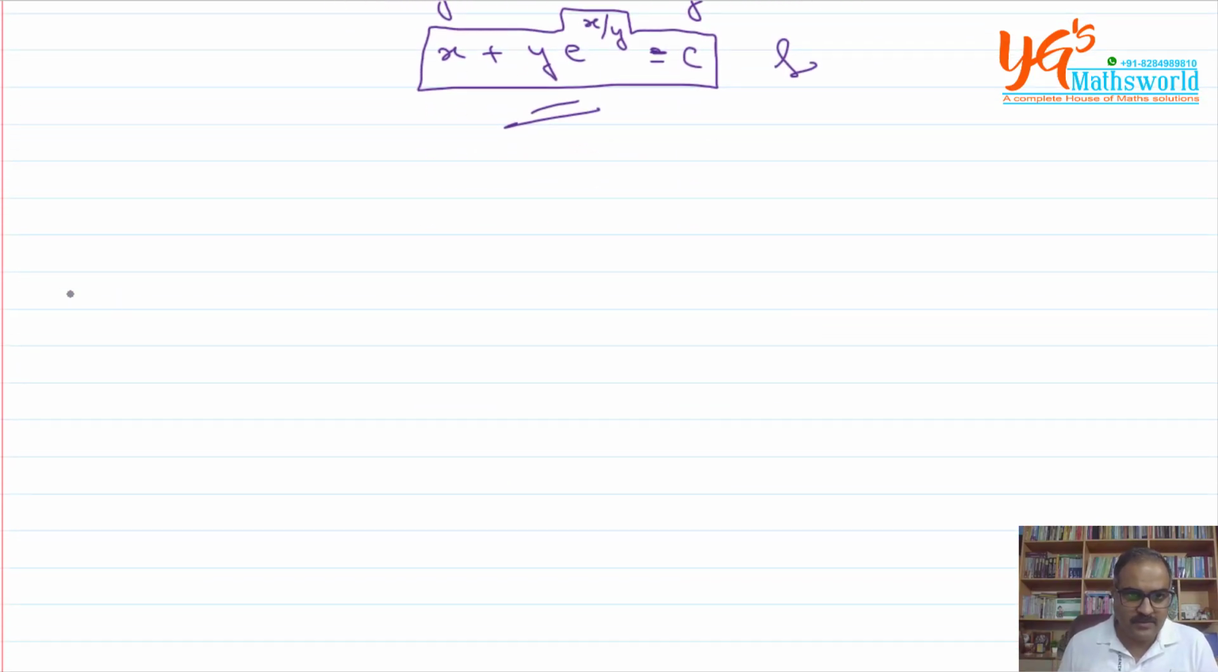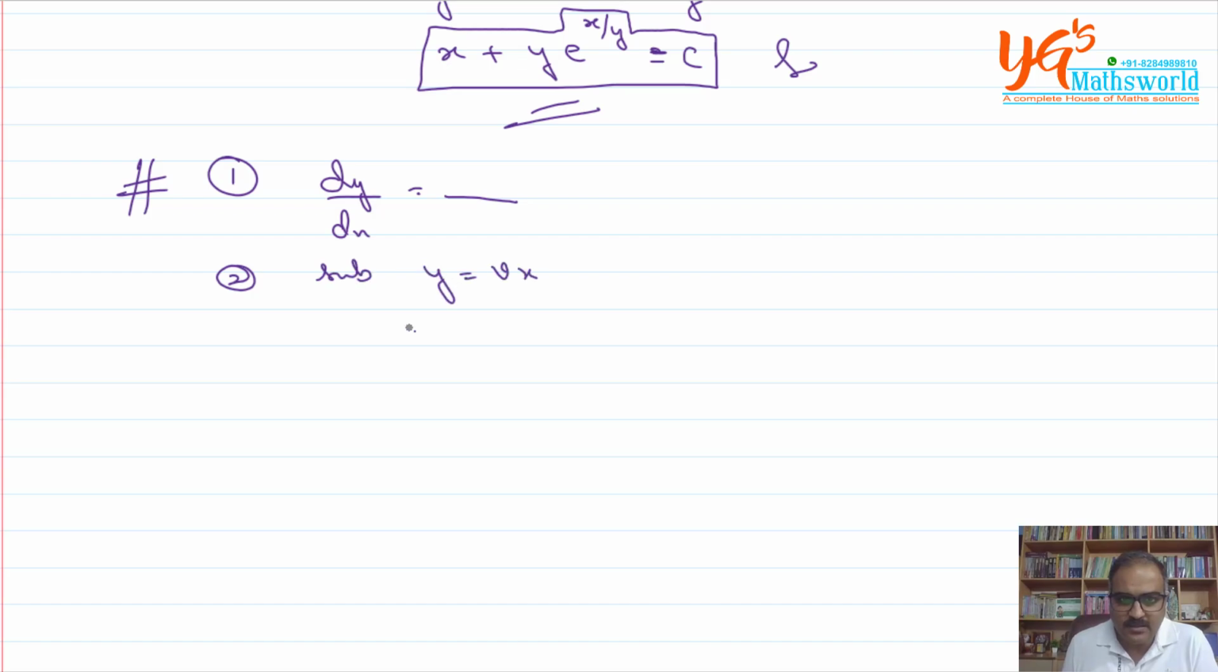So I'm just briefing once again. In a homogeneous differential equation, the first step is to check whether the degree of all the variables throughout the equation is the same or not. If it is the same, then in the first step I need to represent dy by dx in the form of something, and then I need to substitute y is equal to vx such that dy by dx is equal to v plus x dv by dx.